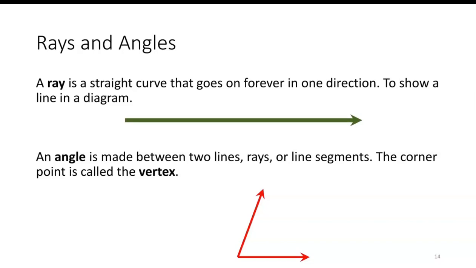A ray is a straight curve that goes on forever in one direction. So basically, it's half a line. You have one starting point and it goes on forever in a direction. An angle is made between two lines, rays, or line segments. The corner point is called the vertex.